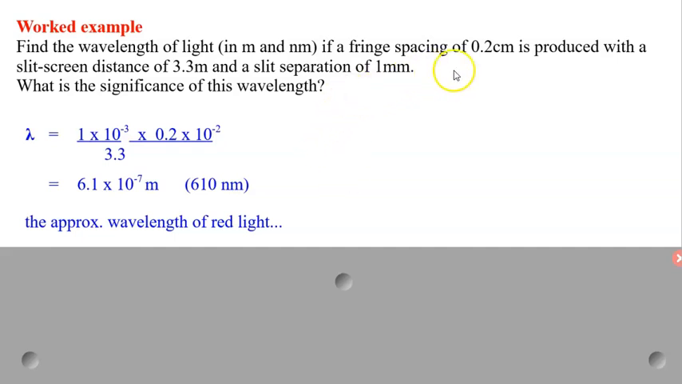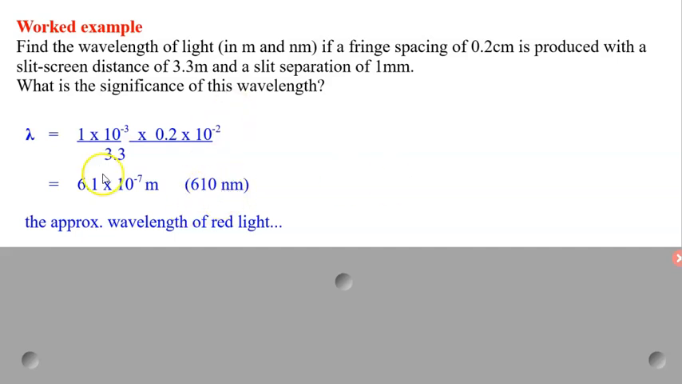So A is my slit separation, 1 times 10 to the minus 3, times by the fringe spacing, 0.2 times 10 to the minus 2 centimeters, divided by 3.3, and we get an answer of the wavelength of light. So just with relatively straightforward equipment, we can get a very precise calculation or value of the wavelength of light. So this is a remarkable experiment in order to measure the wavelength of light.